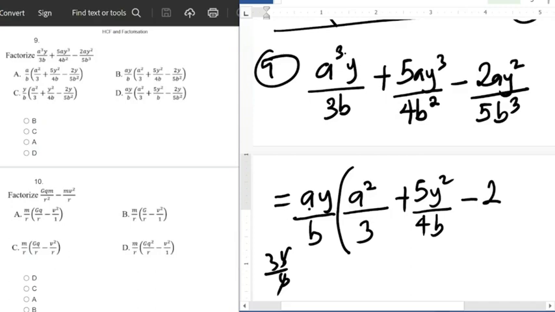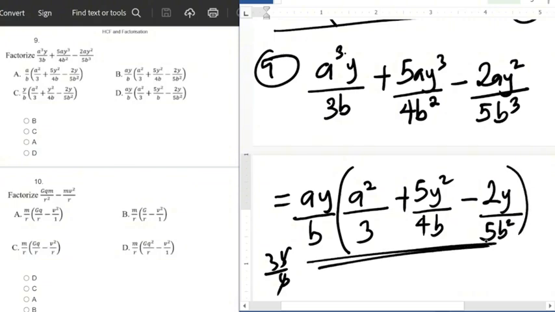So a divided by a is 1. Y squared divided by y is what? Y. We divide this. So 5 will also be there. So b cubed divided by b will be what? B squared. So this will become our answer. So let's look at it. Ay over b, then a squared over 3 plus 5y squared over 4b minus 2y over 5b squared. So that is the answer. Option B is the answer.